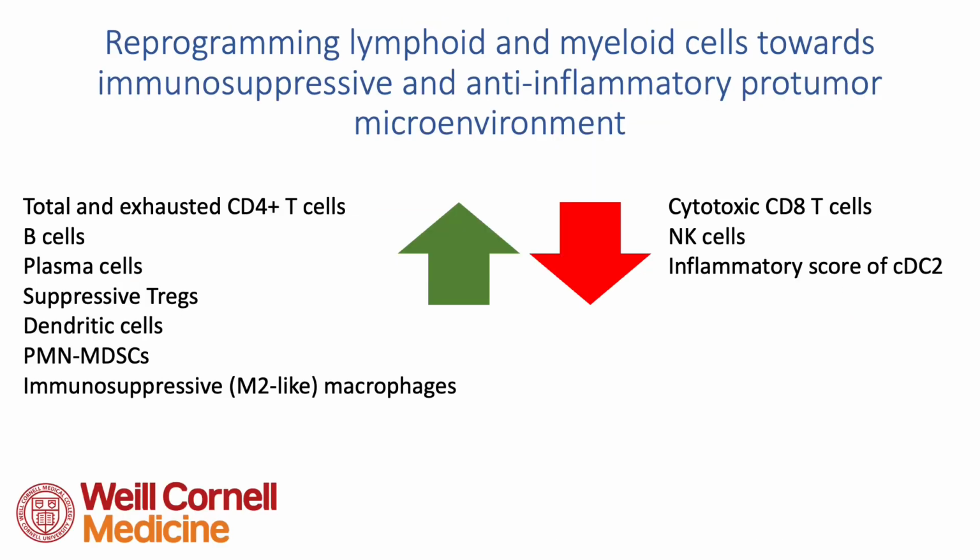Overall, in the early lesions, there was an increase in total and exhausted CD4 T cells, B, plasma, suppressive Tregs, dendritic cells, PMN-MDSCs, and M2-like macrophages, and a decrease in cytotoxic CD8 T cells and NK cells and the inflammatory activity of cDC2. Those changes in the progression of the tumor suggest that the immune microenvironment changes towards an immunosuppressive and anti-inflammatory pro-tumor microenvironment.